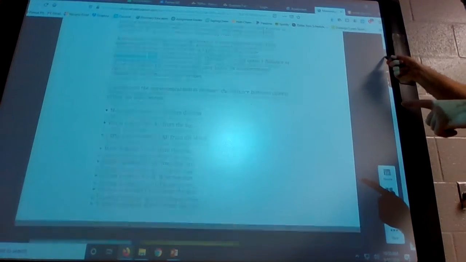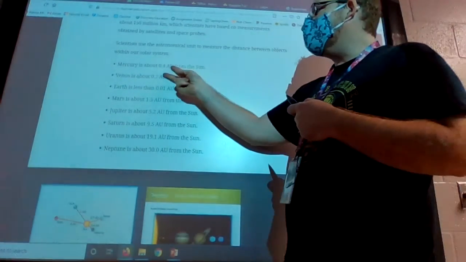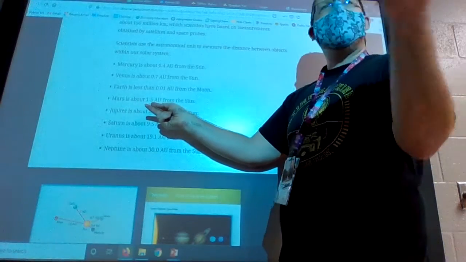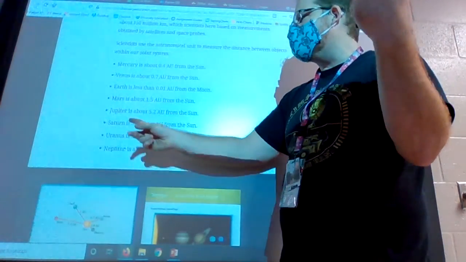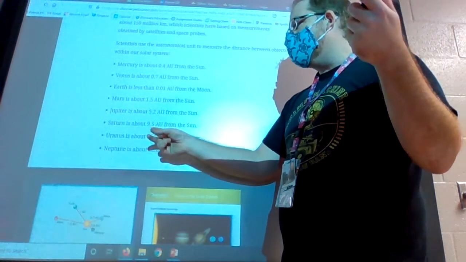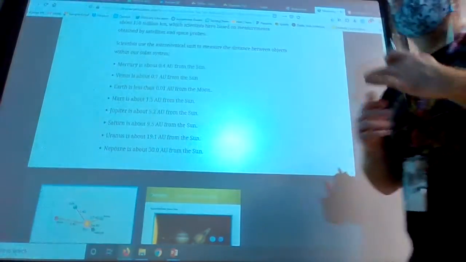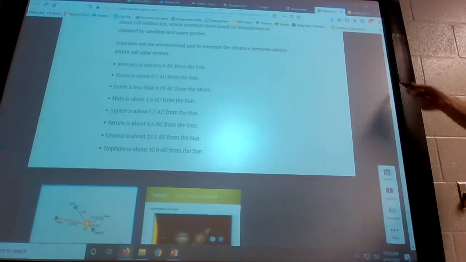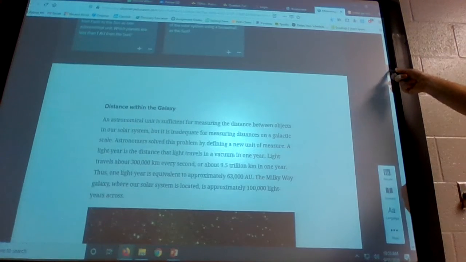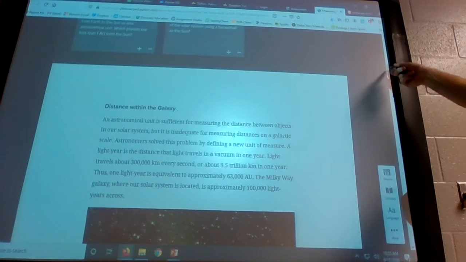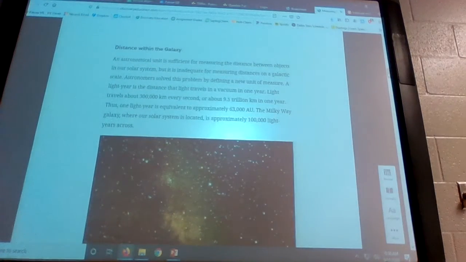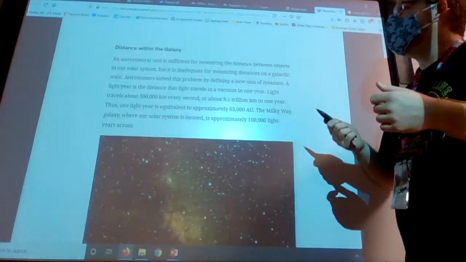So they actually show you here the planets. Mercury and Venus are less than 1. Mars is about 1.5 astronomical units. Jupiter is about 5.2. Saturn's 9.5. Neptune out here is 30 astronomical units, and then Pluto would be even further than that. Maybe not that far for Pluto, but it's probably closer to 50.